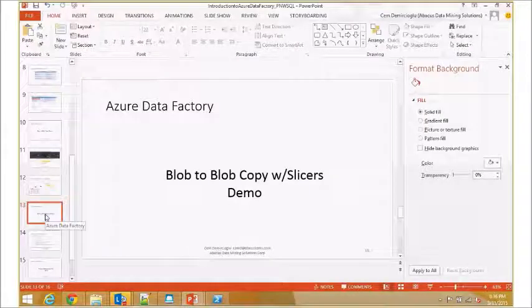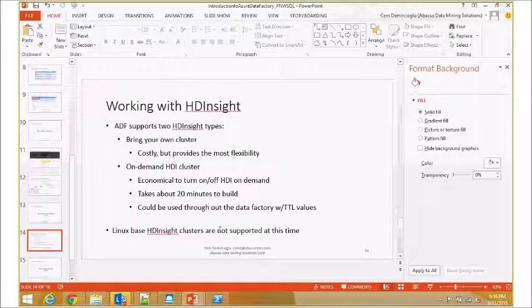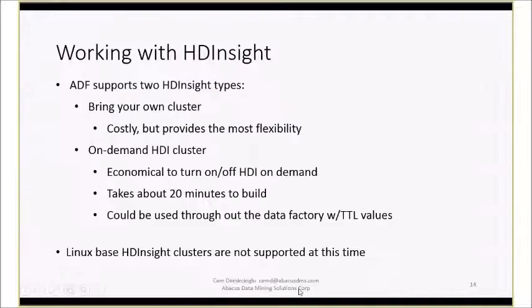So we did the blob-to-blob copy with slicers, and let's talk about HDInsight. Why is ADF important? It is because of HDInsight. What is HDInsight? HDInsight is Hadoop. The whole mumbo-jumbo about big data is Hadoop, and it is HDInsight. Microsoft calls it HDInsight. And behind the scenes, it is Hadoop distributed by Hortonworks. Hadoop has lots of different variations, and Hortonworks is Microsoft's vendor that they interact with.